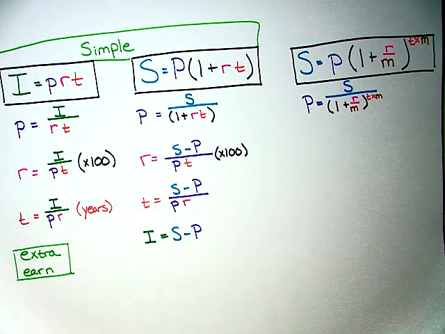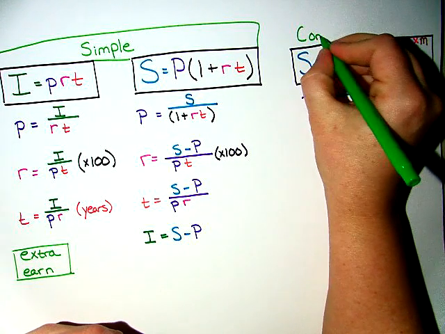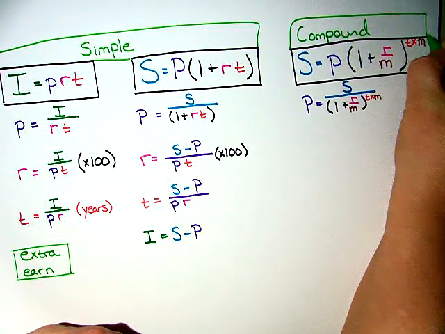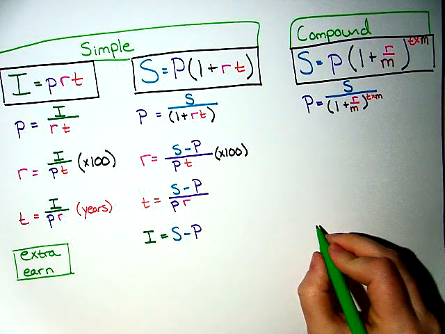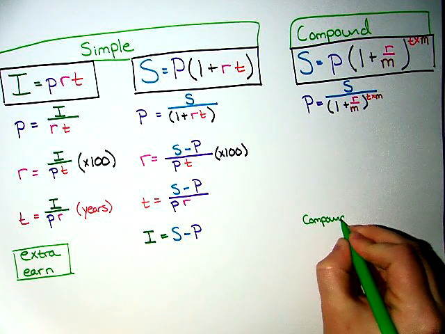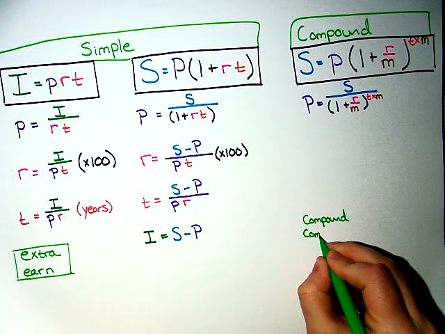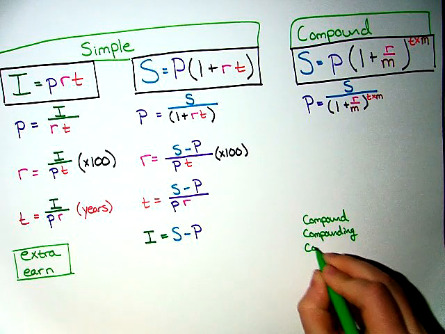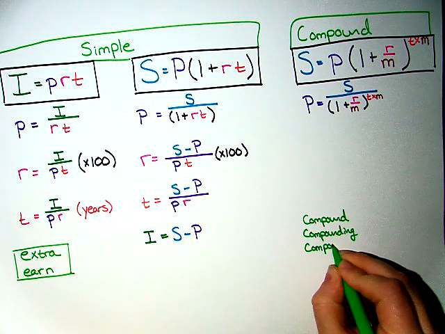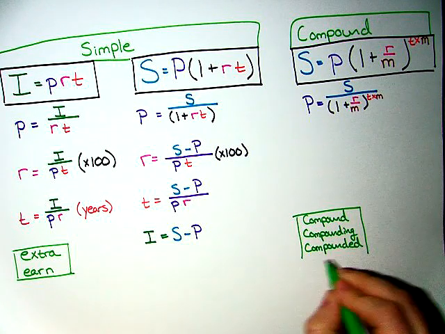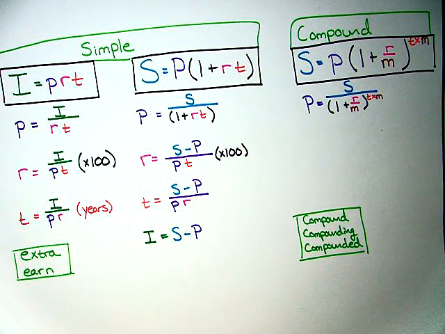So now this one is for compound. And some of the key words that you might see with this are words like compound, compounding, or compounded. So here are some of our key words that we see when we're doing the compound formula.